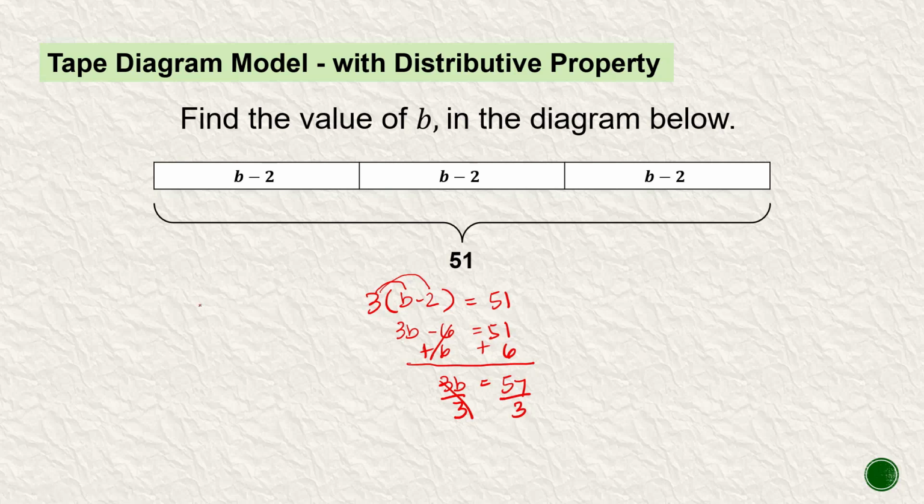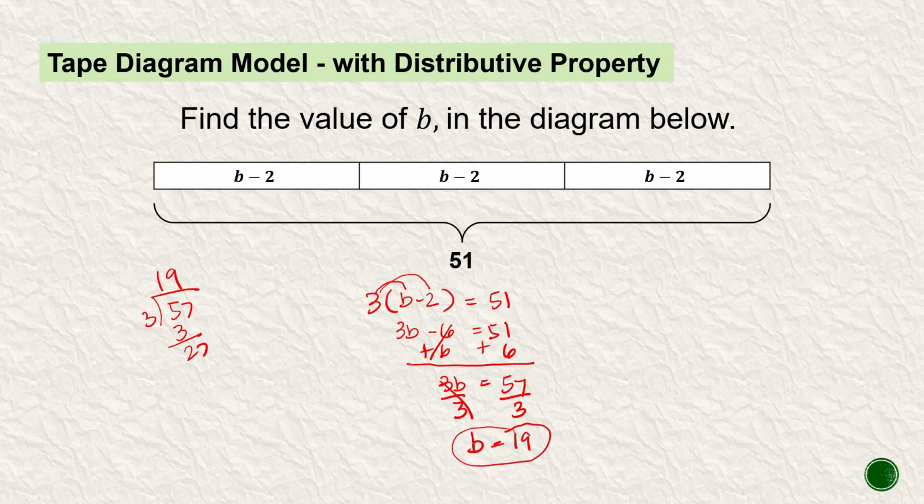57 divided by 3, let's check what's the answer to that. So 5 divided by 3 is 1. 1 times 3 is 3. This is 27. So that means 19. So b equals 19.